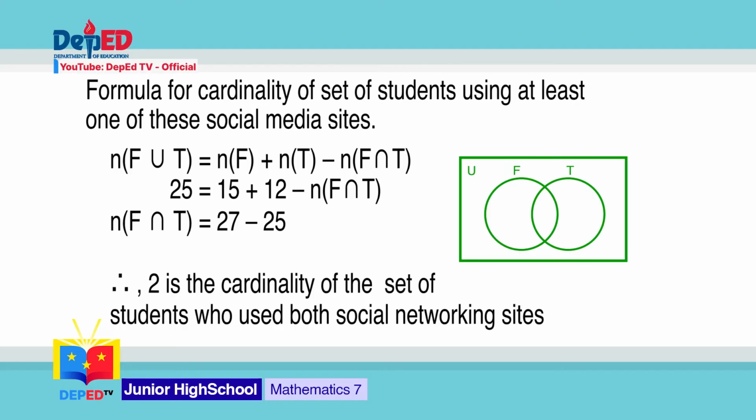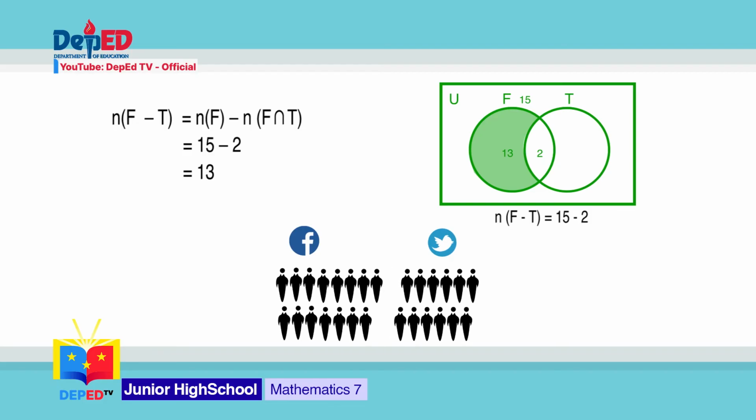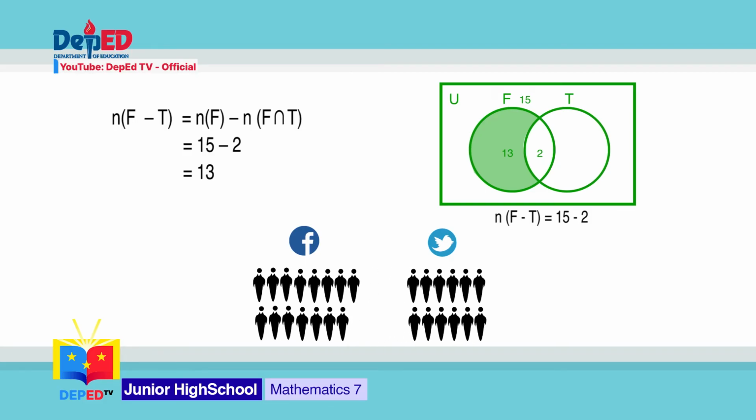To obtain F only, we refer again to the Venn diagram. We know that there are 15 Facebook users in this class. So, how many are Facebook users only? Written as F minus T, this is the set of elements in F that are not in set T. And the answer is 13.